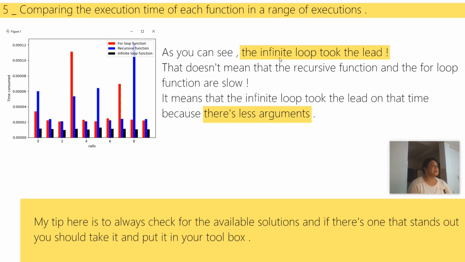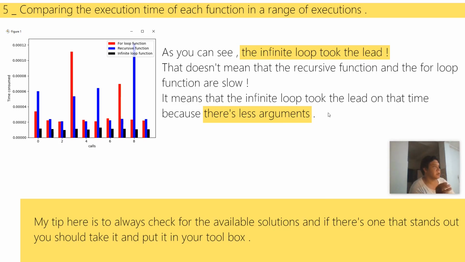So as you can see, the infinite loop took the lead. So the while infinite loop took the lead. As you can see here, it took less time on the first try, on the second try, on the third try, fourth, up to the 10th try. So the infinite loop took the lead, and after that there is competition between the recursive function and the for loop. It's not stable between them, but the infinite loop function is stable. It is low. It is wonderful. Okay, so as you can see, the infinite loop took the lead.